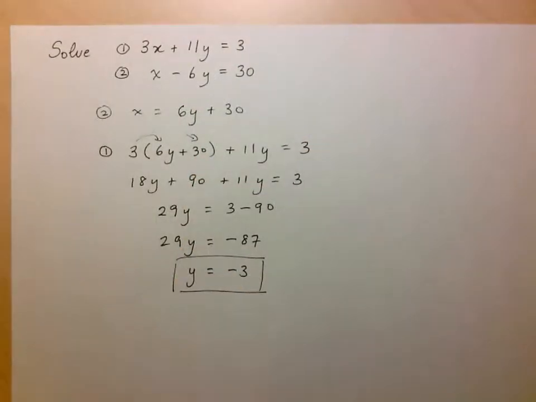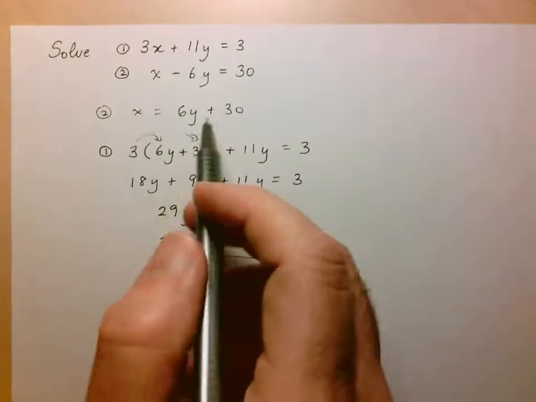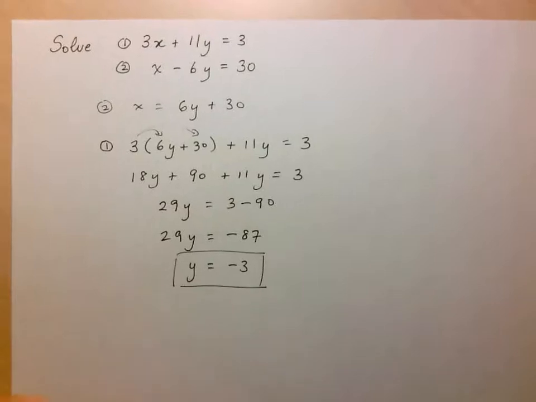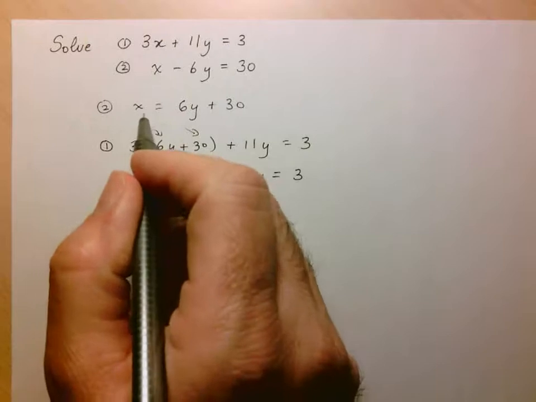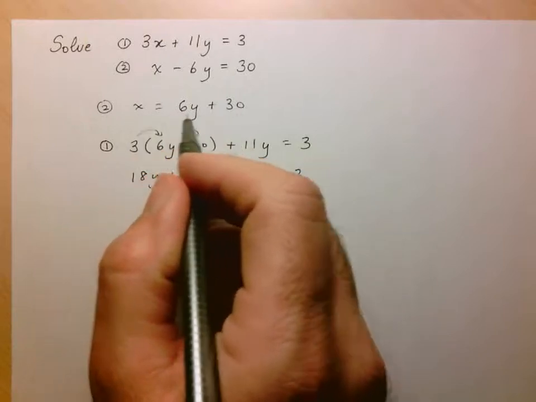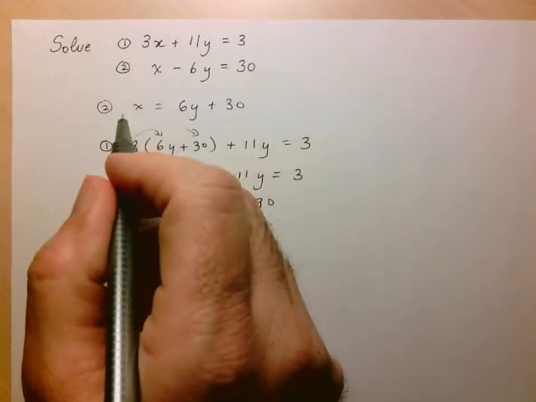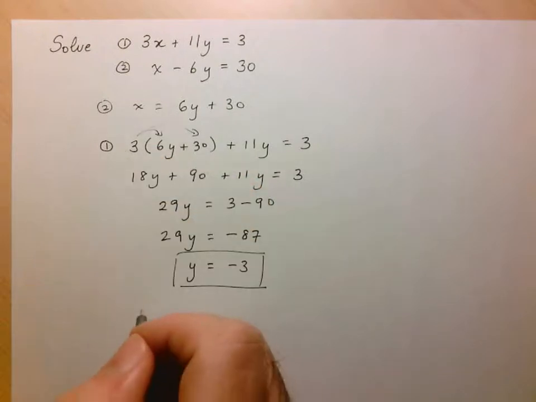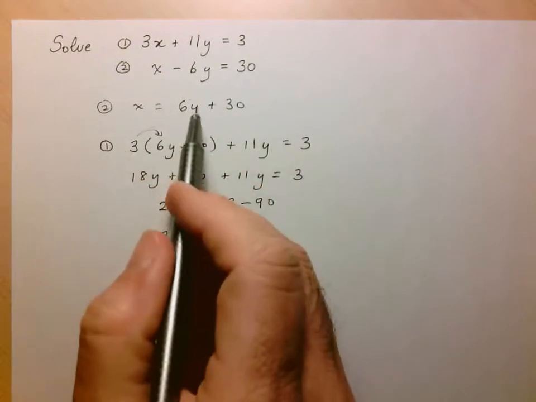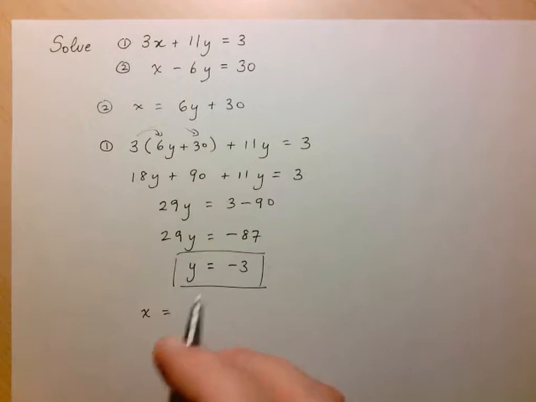Now to find the x value, I need to substitute this back into any of the original equations. Since they're the same in both, it doesn't matter which one I use. I'm actually going to use this one here because I've already isolated the x. So it makes my life easier to determine x. Wherever I see a y, I can replace that by negative 3.